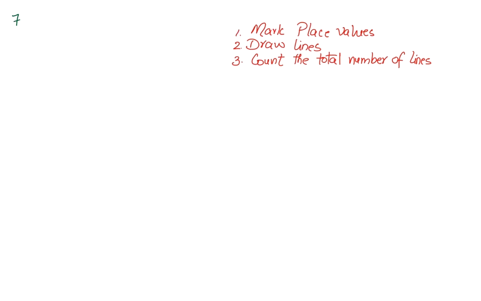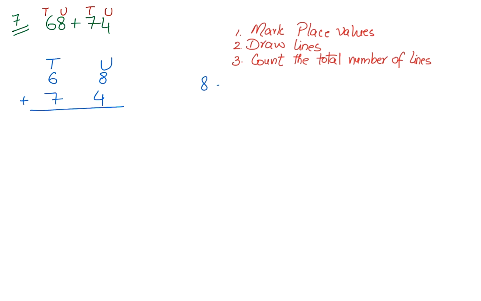Let's look at another example for carry addition so that you get more practice. Add 68 and 74. Now again mark place values. This is units, this is tens, this is unit, this is tens. Now write it in vertical form. This is tens and units. We have 68 and 74. Add these two numbers. First you will find the sum of the numbers on the unit side, 8 and 4. So 8 plus 4 is 12.